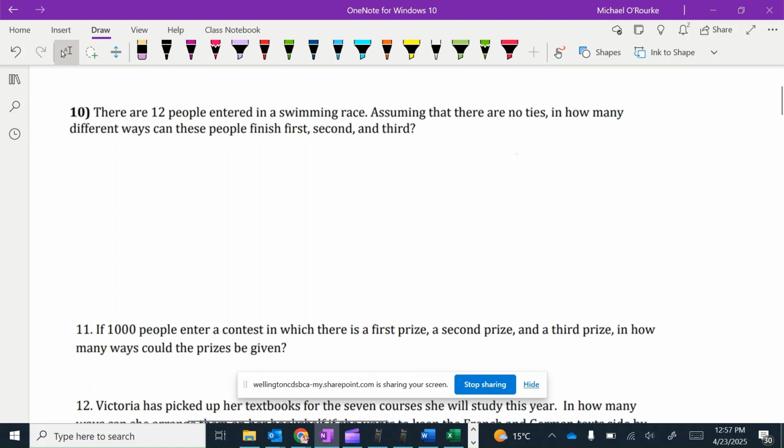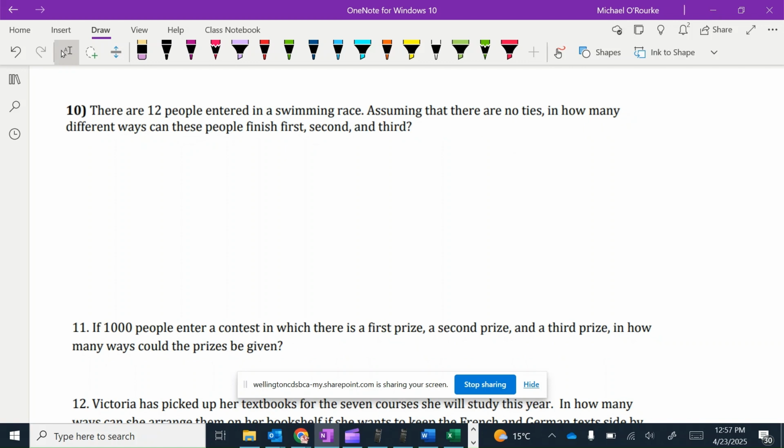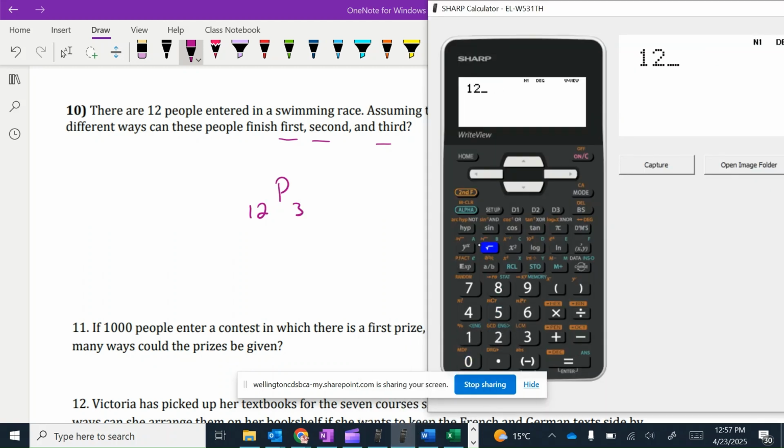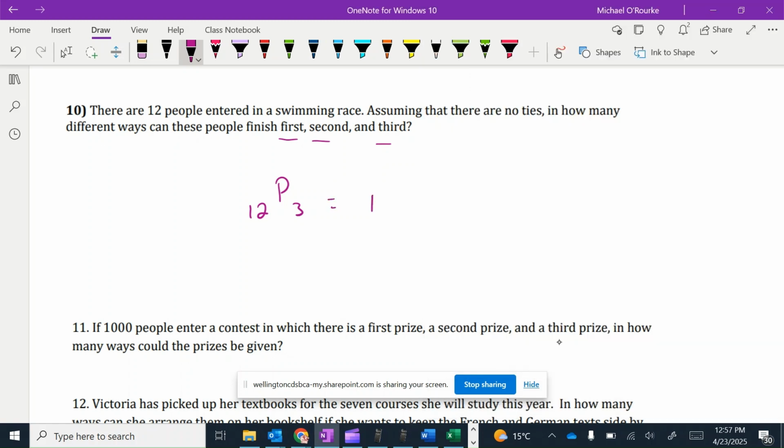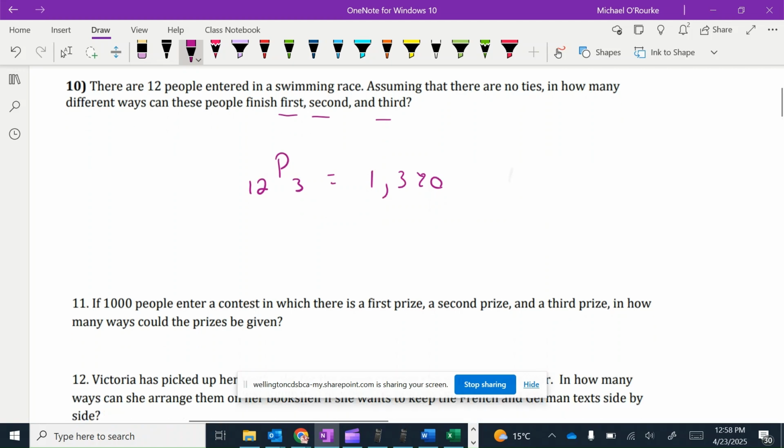Now I'll let you do this one. There's 12 people in the race. How many different orders can we have of first, second, and third? I'll let you pause it here and do it. So we have all options. We have 12 total people, and we want 3. So 12P3 is 1,320.